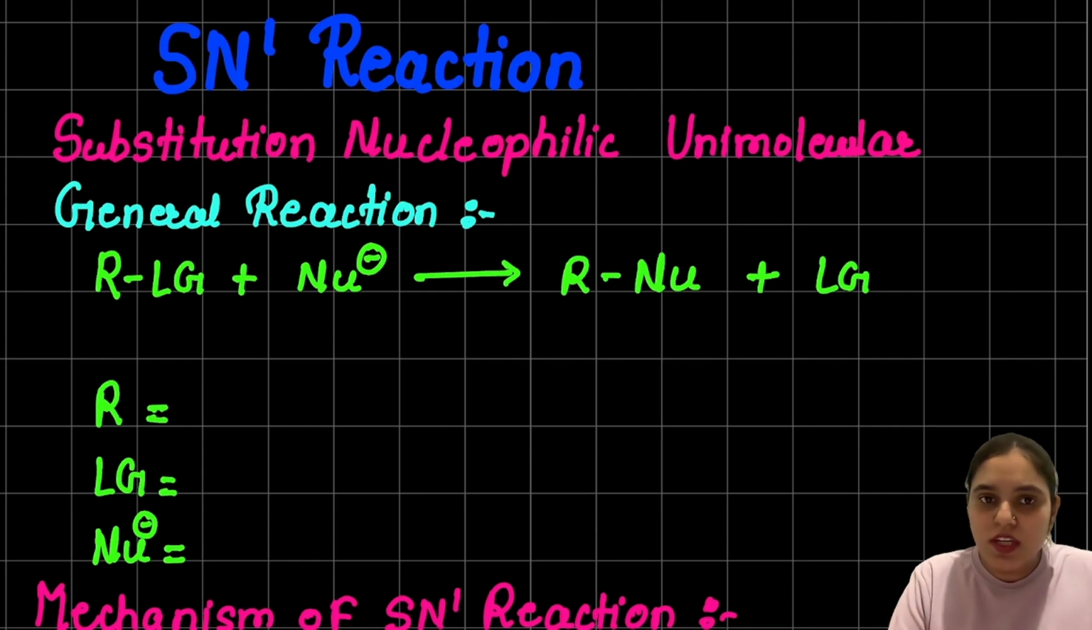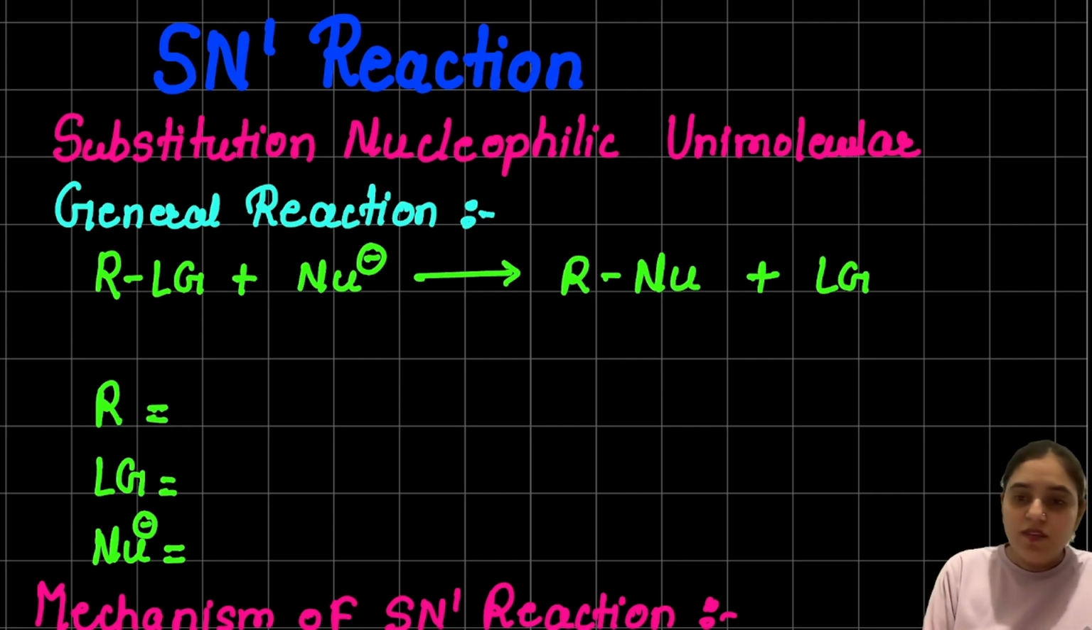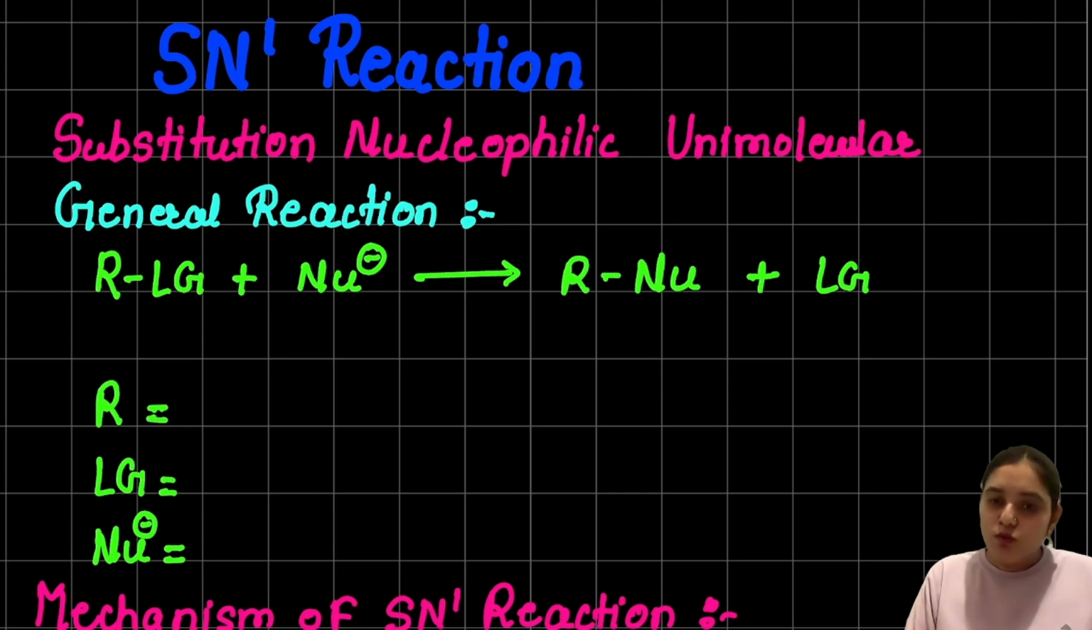Today we are going to study the SN1 reaction and the SN2 reaction. Now let's understand the SN1 reaction. SN1 stands for substitution, nucleophilic, unimolecular reaction. So in a general SN1 reaction, an alkyl halide reacts with a nucleophile to form a new compound, that is R-Nu, while the leaving group departs.